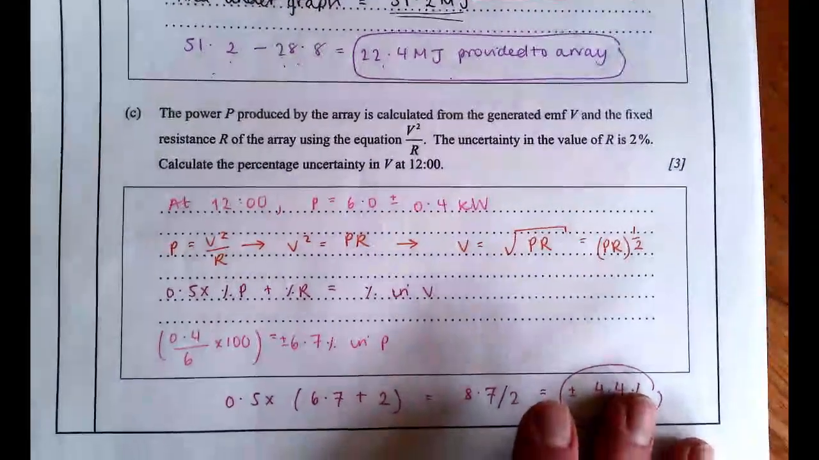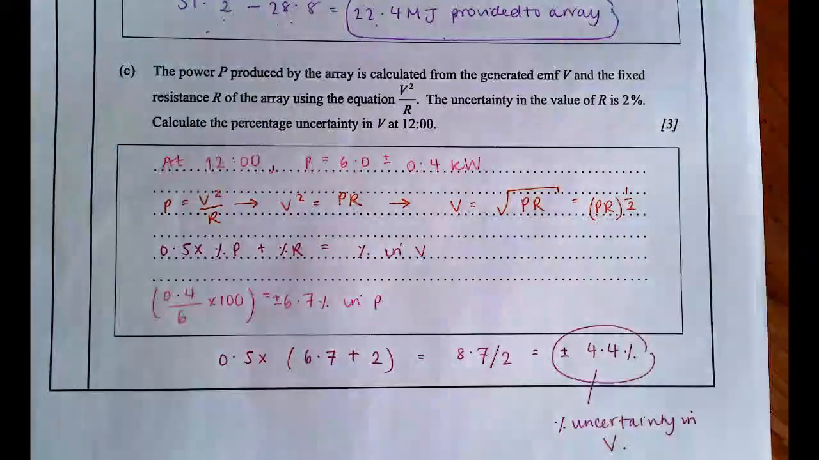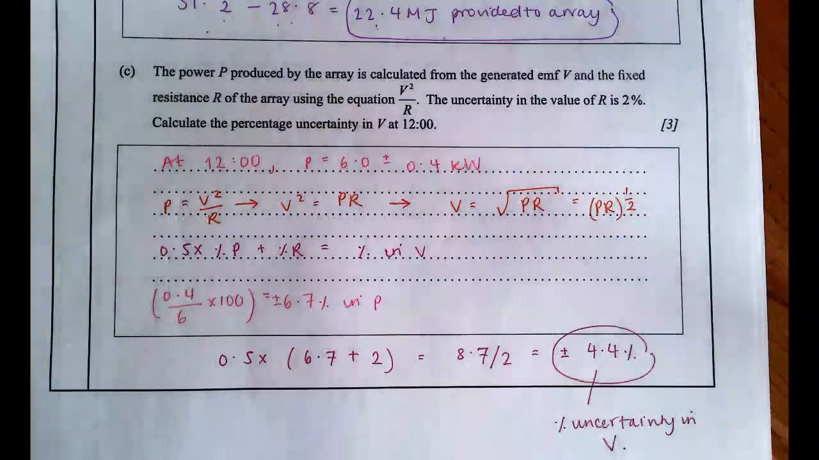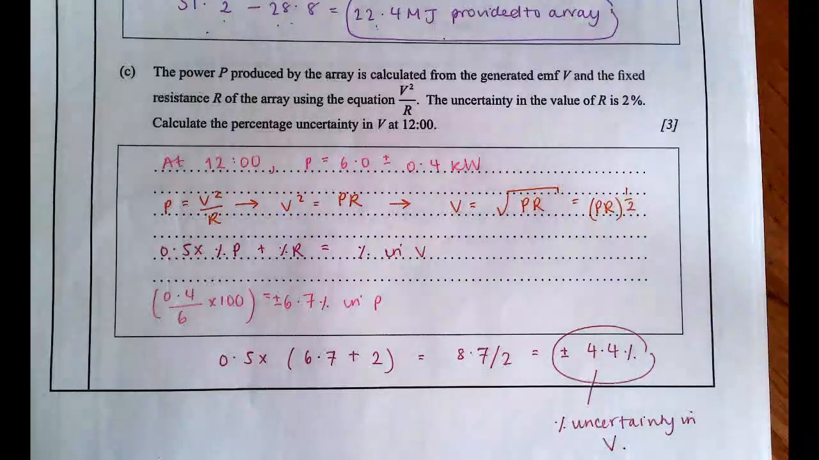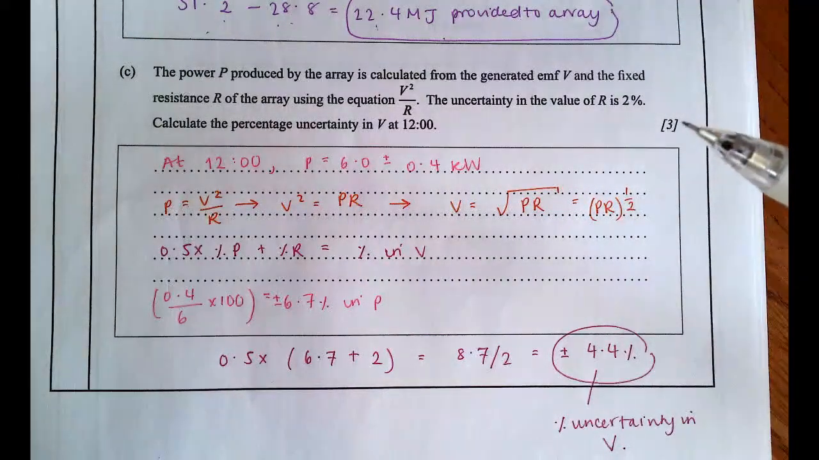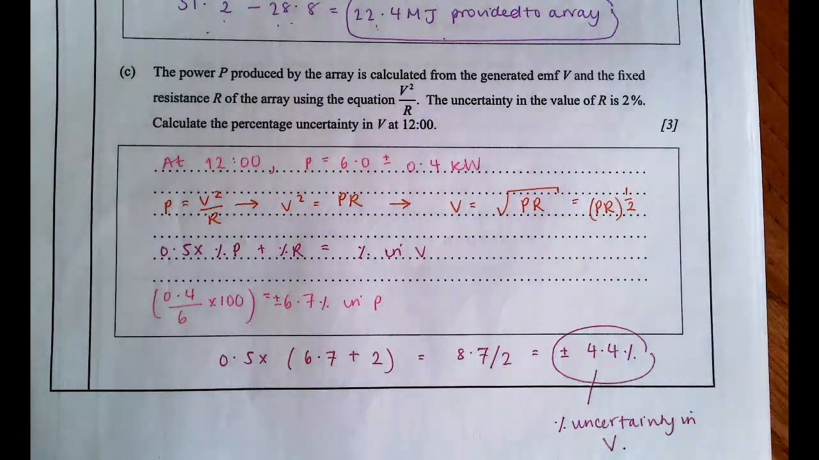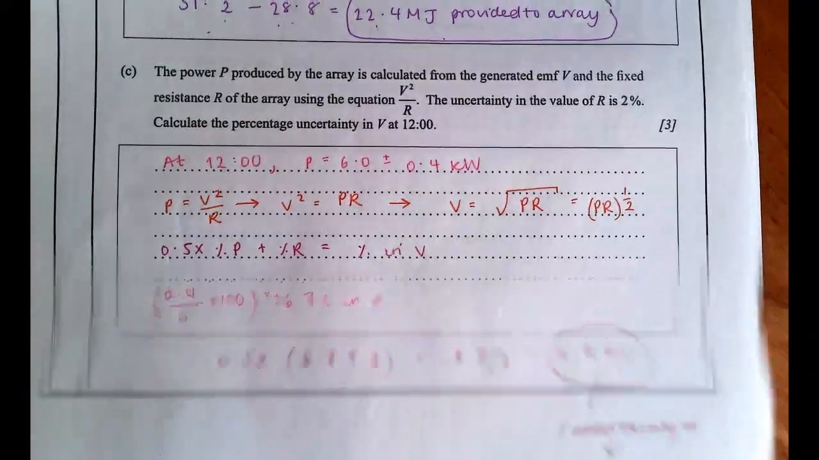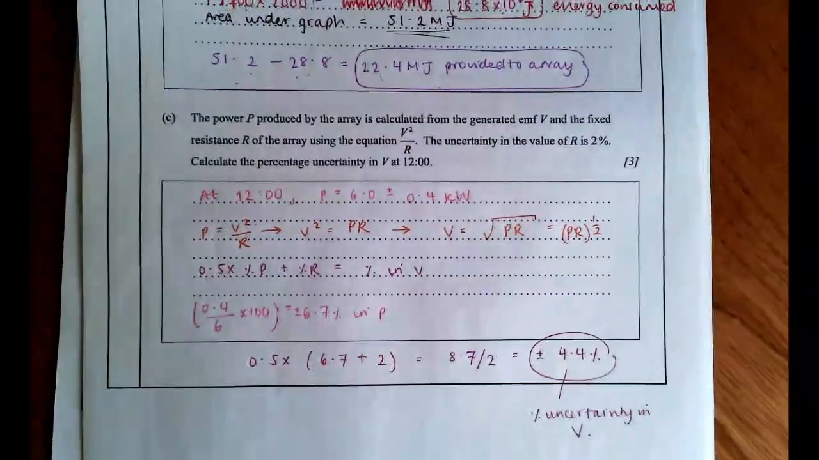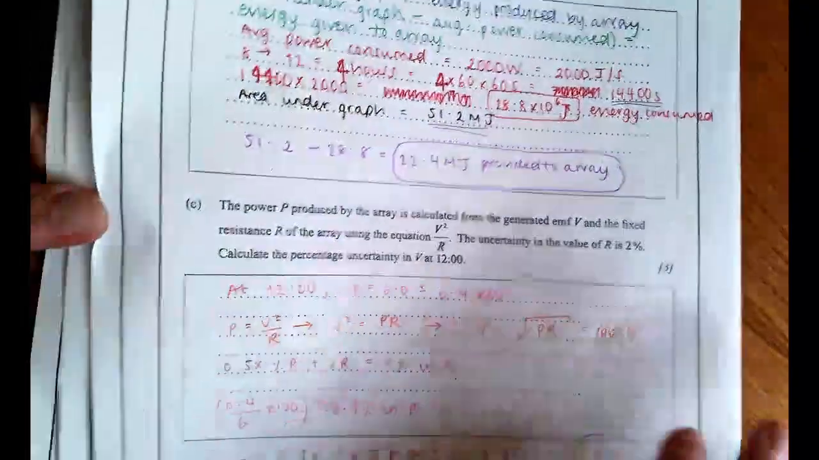Okay. Then in part C, it says the power P produced by the array is calculated from the generated EMF and the fixed resistance using the equation V squared over R. It tells you the uncertainty in R, and it asks you to calculate the percentage uncertainty in V at 12 o'clock. Okay, so the first thing is at 12 o'clock, we want to find what the power value was.